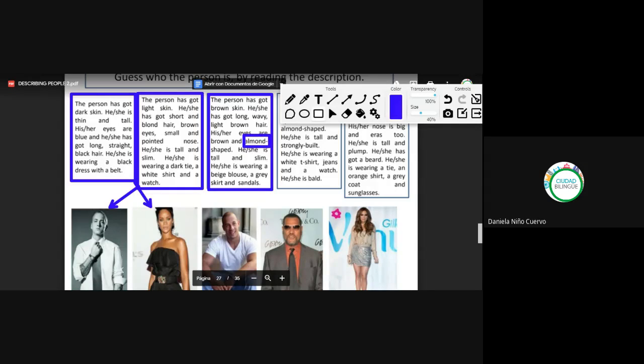Almond quiere decir almendra, ¿sí? O sea, con forma de almendras. Los ojos son con forma de almendras, right? Here, he, she is tall and slim. Es alto o alta y delgado. Yes. He, she is wearing a beige blouse. So, here, that is the clue. Acá realmente está la clave. Beige blouse. A gray skirt. Wow. Una falda gris. Gray skirt. And sandals. So, Consuelo, what is the correct character? Number five, teacher. Very good. Character number five.